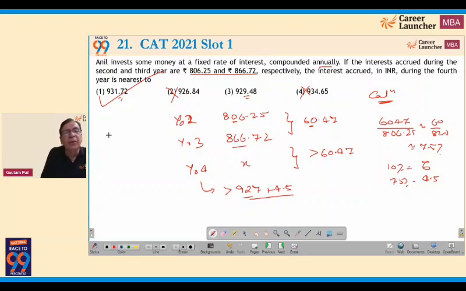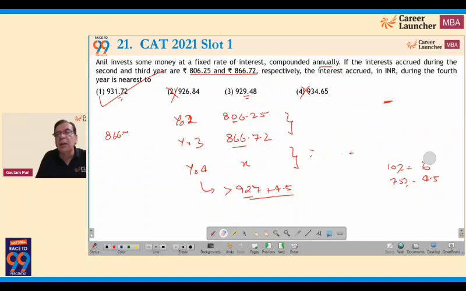If I say this is X, what does that mean? 866.7. Okay. Let me just erase this stuff so that I have some space to work. Alternately, you should straight away use the calculator. This is either a calculator or an approximation question. If you are going to do anything else, you will be wasting your time.